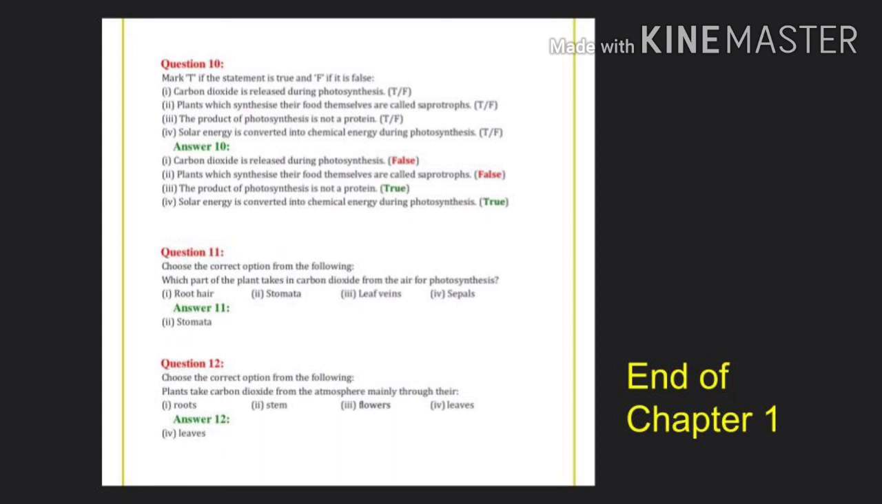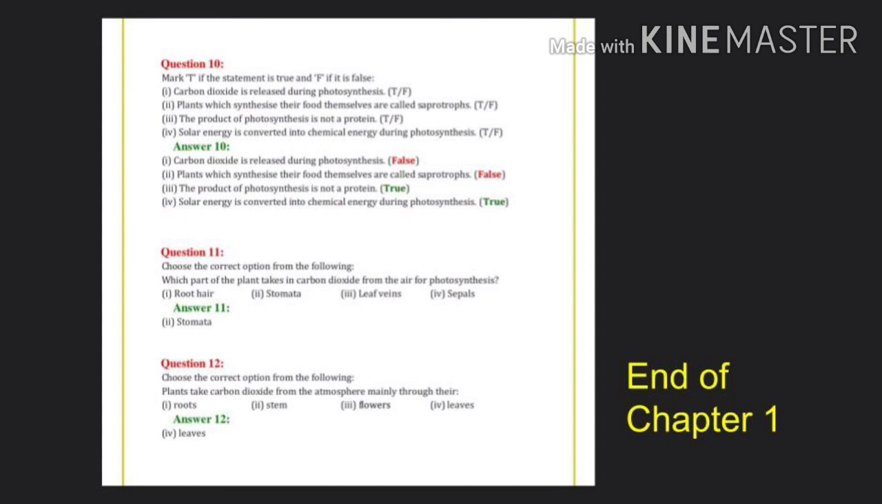The product of photosynthesis is not a protein. This is true. The product of photosynthesis is what? Carbon dioxide, water, and starch. Starch is produced in the form of carbohydrates, not proteins. Solar energy is converted into chemical energy during photosynthesis. Yes, that is correct. That is true.